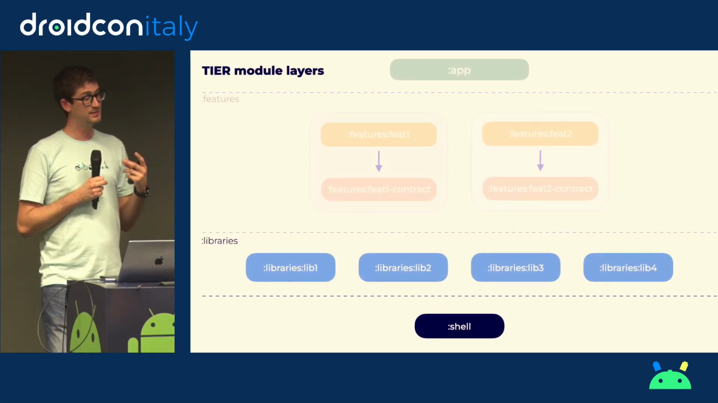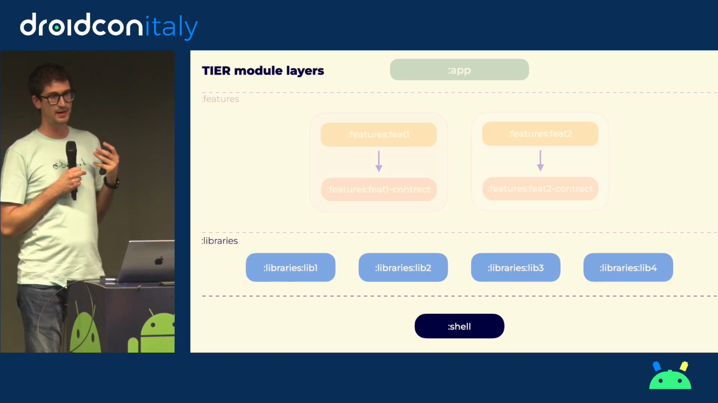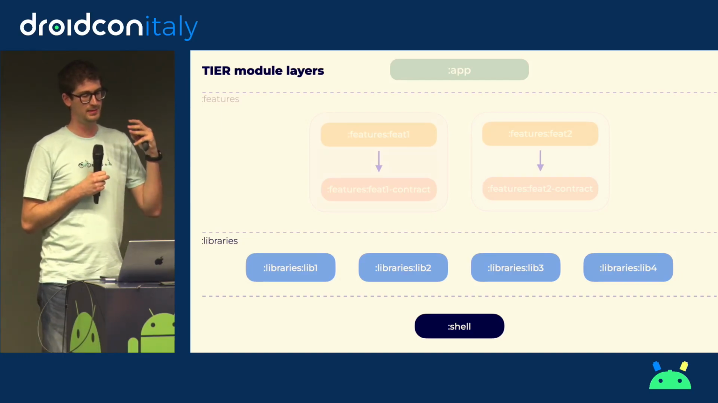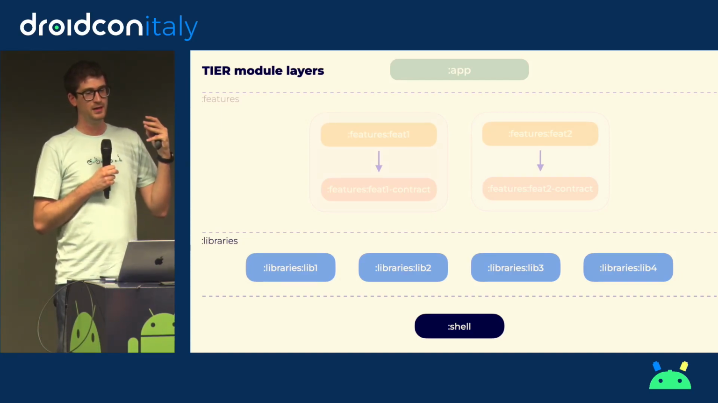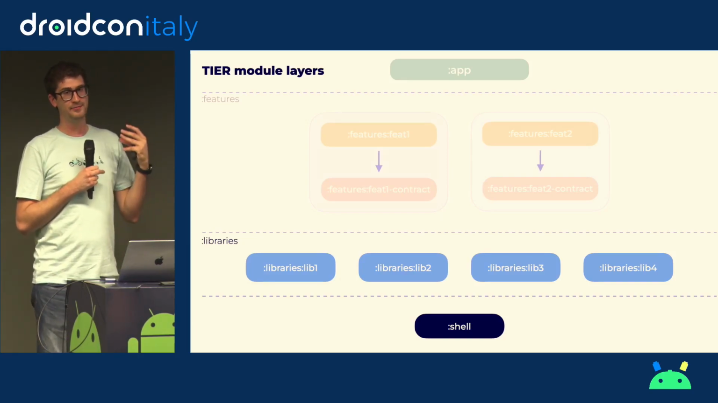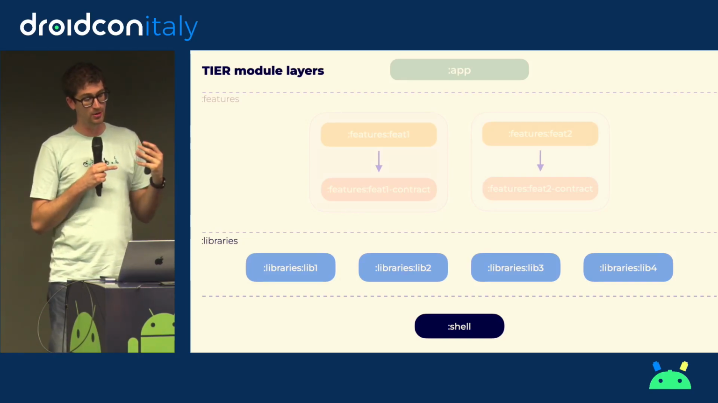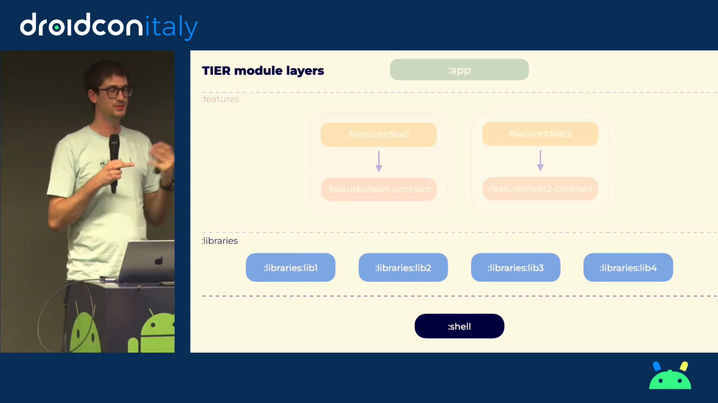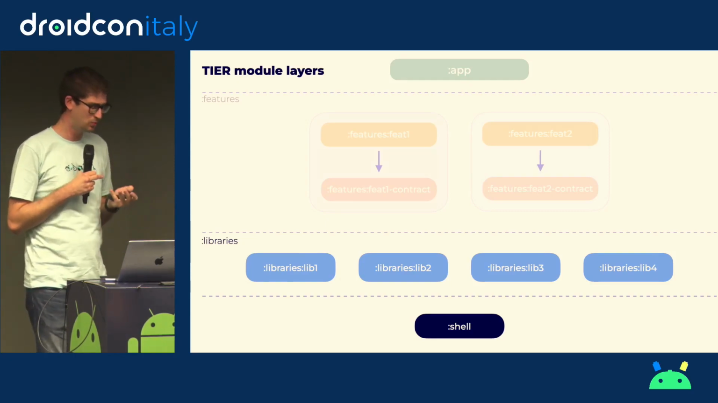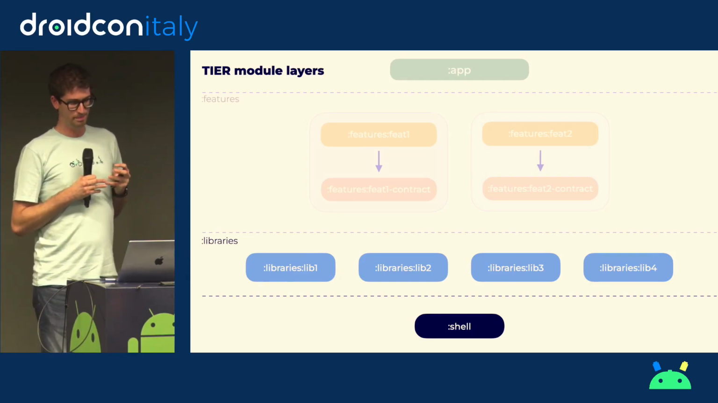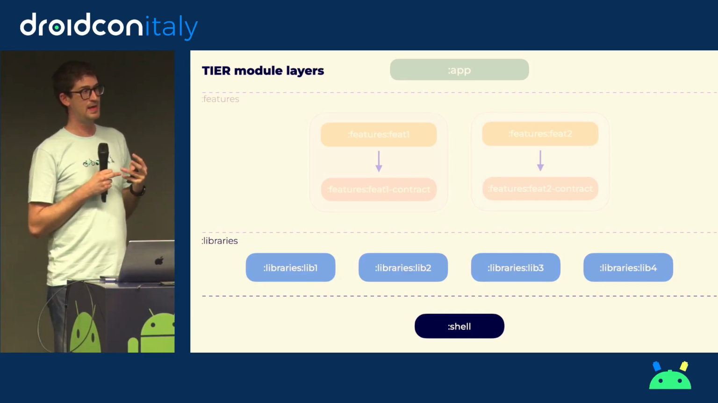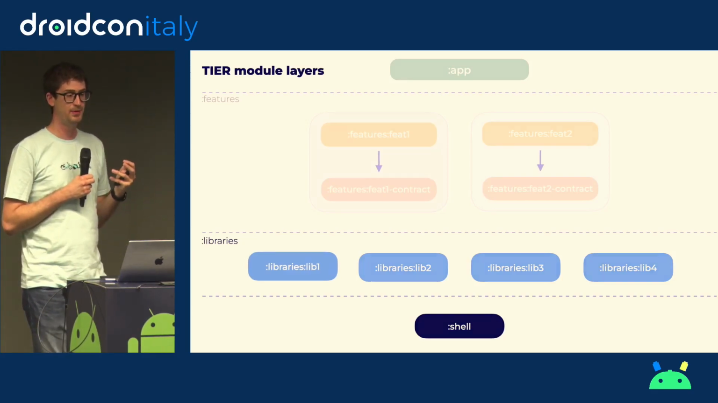Another thing, as a rule of thumb, is that every layer in our graph depends only on the stuff that they see at the bottom. This is the rule of thumb that always works. So let's move up, and this time we are reaching the libraries level.